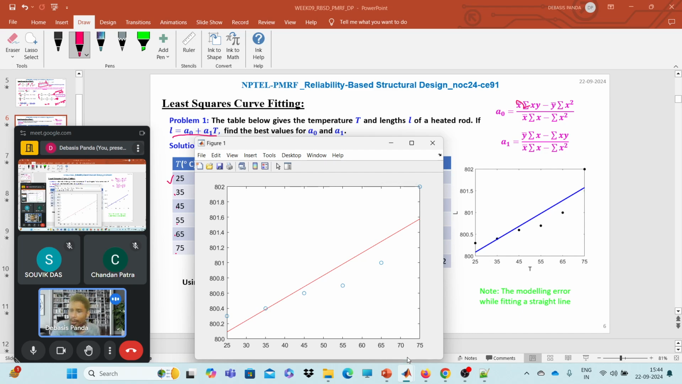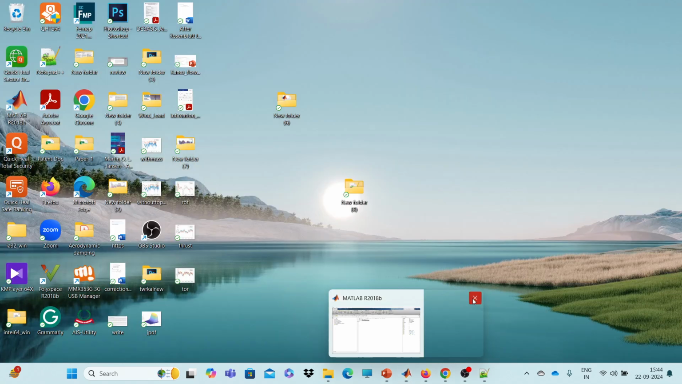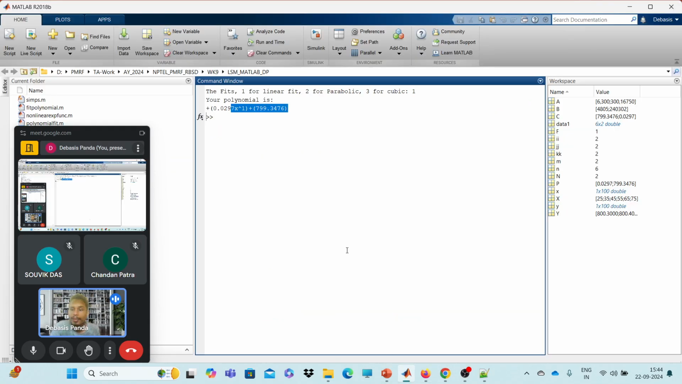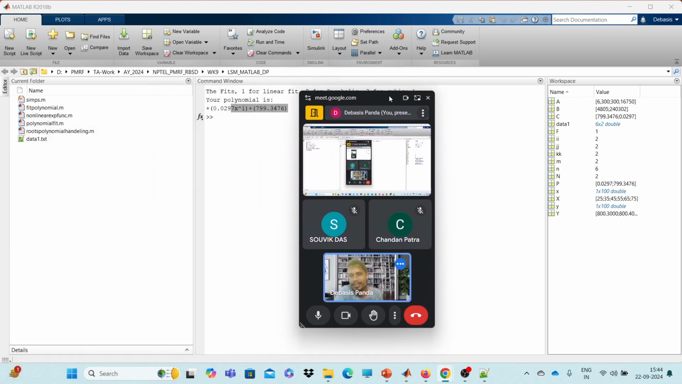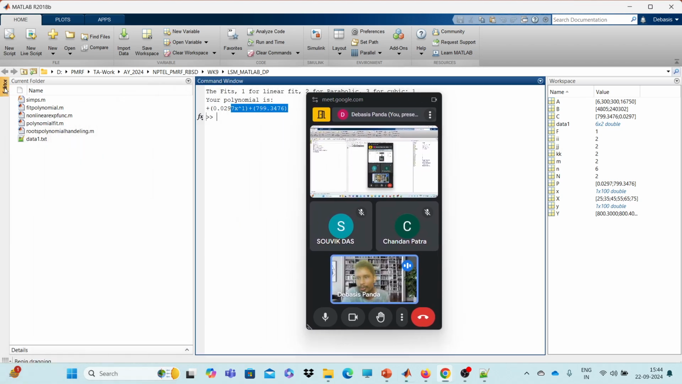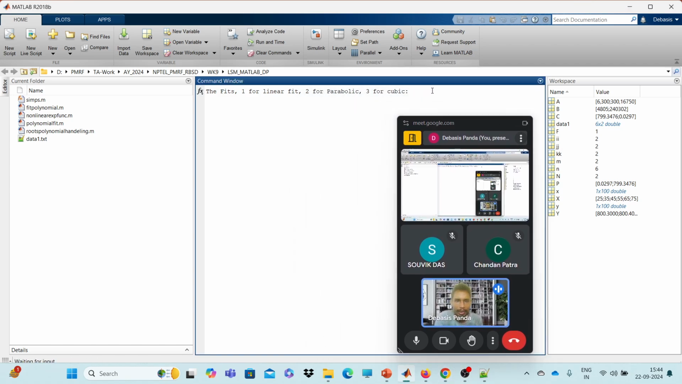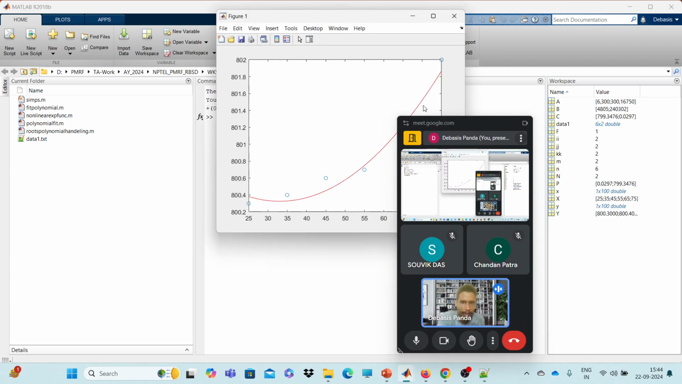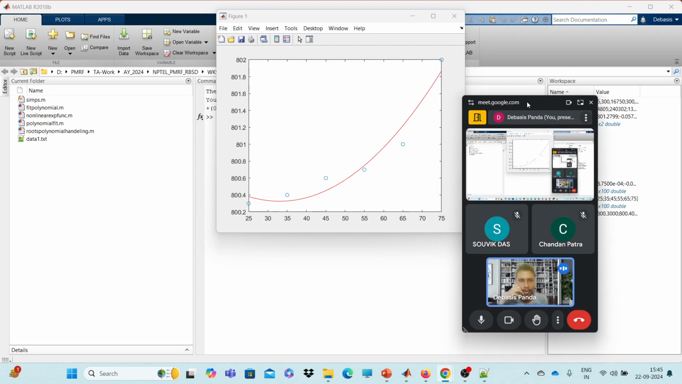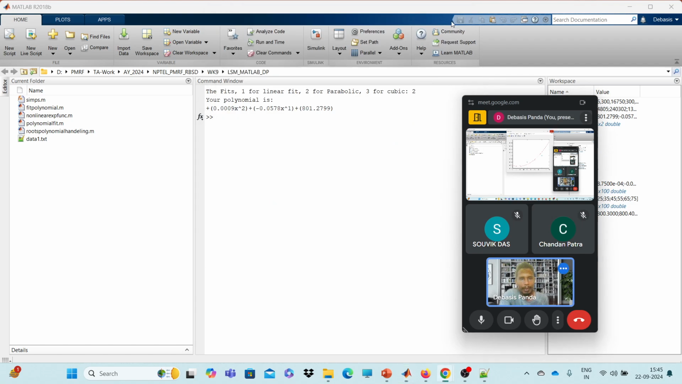Now this function file is generic. If you wish to fit a second order polynomial to this data set, you just need to give the input that you wish to fit the second degree of the polynomial. Just put 2, hit enter. Now you can see this is your second order polynomial fit. You can check which fit is the best and conclude as per your observation.